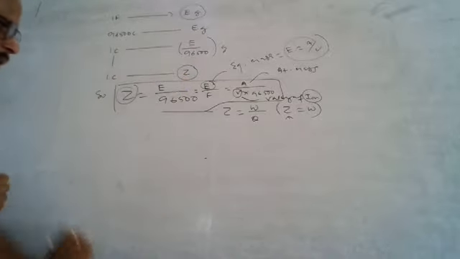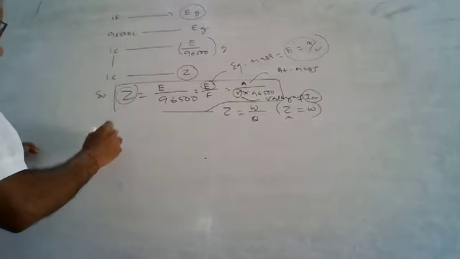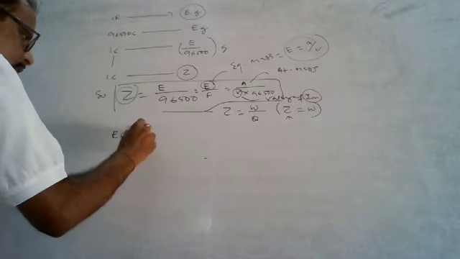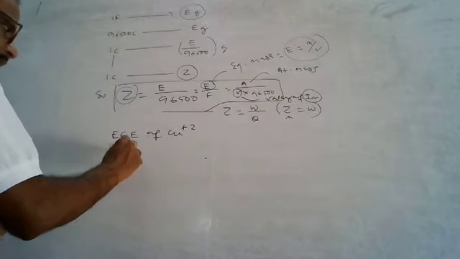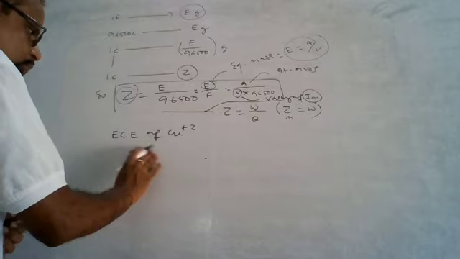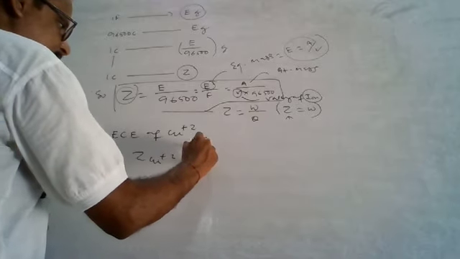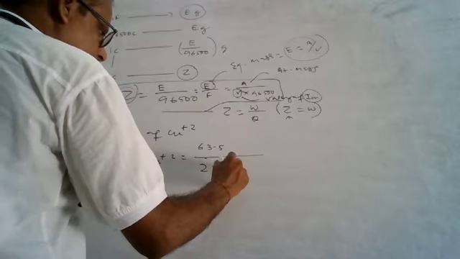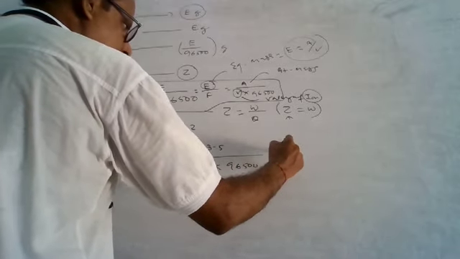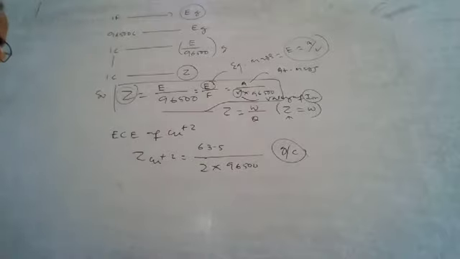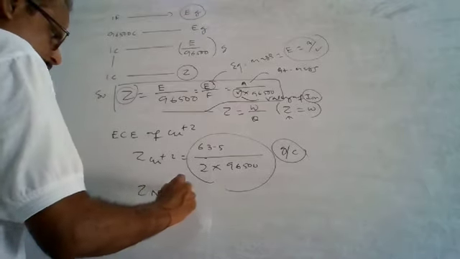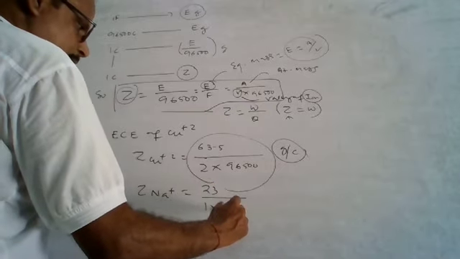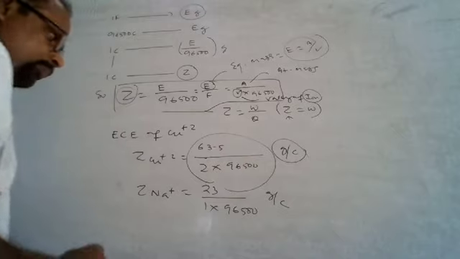For example, what is the EC of copper plus 2? The Z of copper plus 2 is the atomic mass 63.5 by valency 2 into 96500, and the answer will be in gram per coulomb. Similarly, for sodium, Z is 23 by valency 1 into 96500, in gram per coulomb.